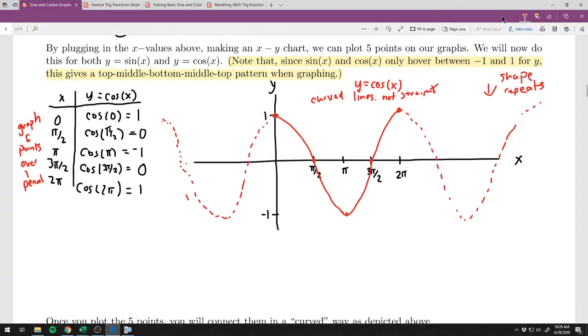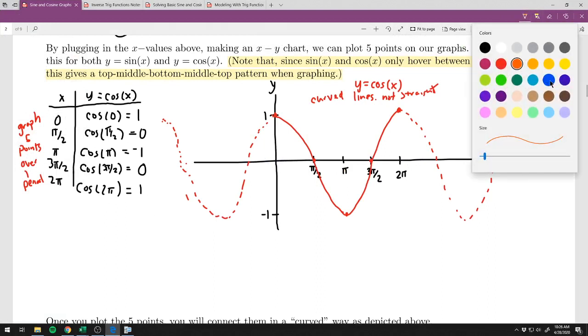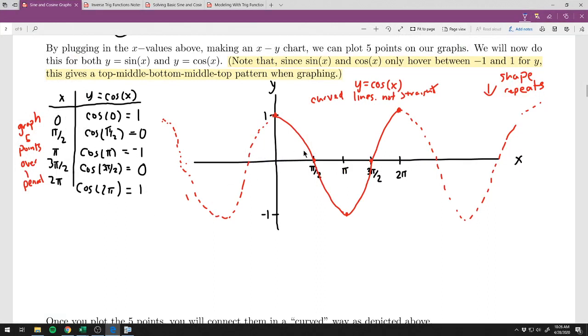Now, the only way sine and cosine differ is not even with their shape. The sine and cosine graphs just look different by a horizontal shift. So what I'll do real quickly just to show you is plug in the same exact numbers to sine, get the y values, and plot them. The idea of what the shape looks like is going to be exactly the same. If we plug in x equals 0 to y equals sine of x, we get sine of 0, which is 0.